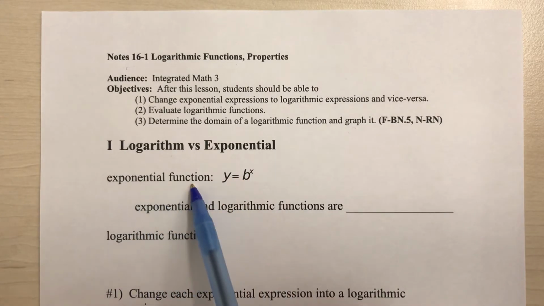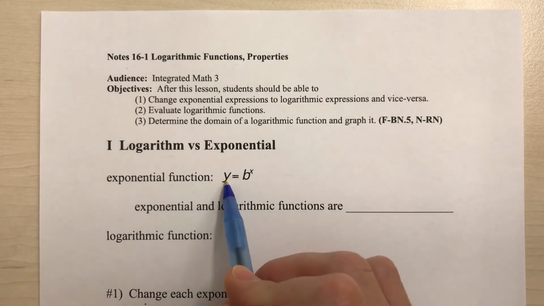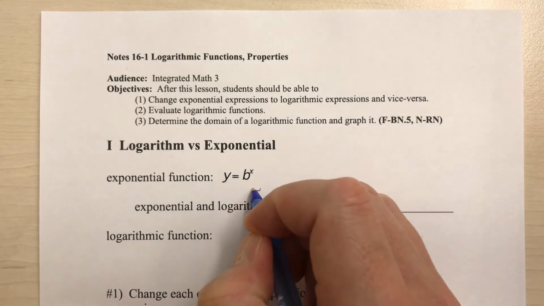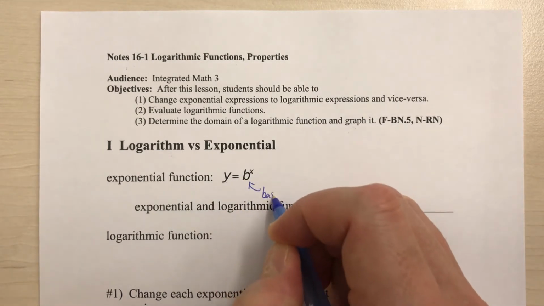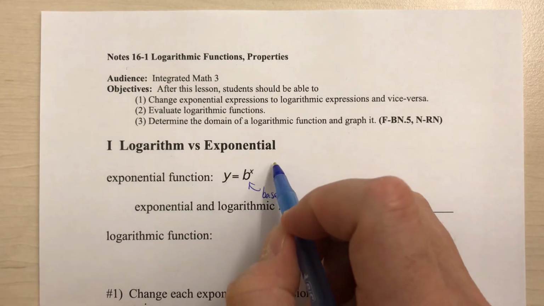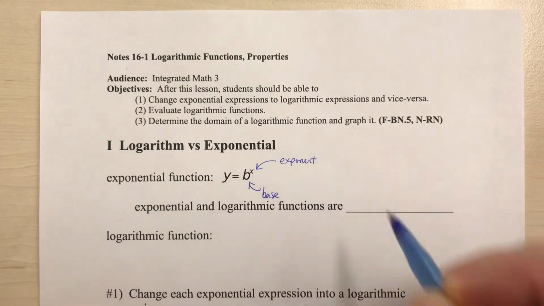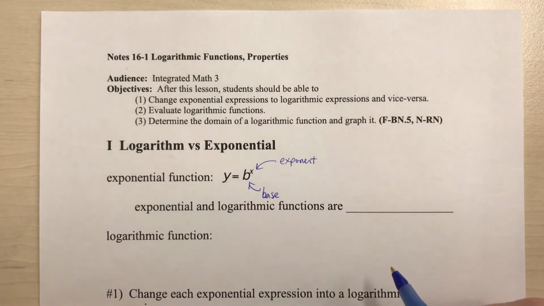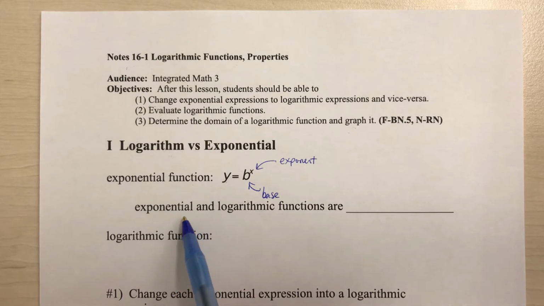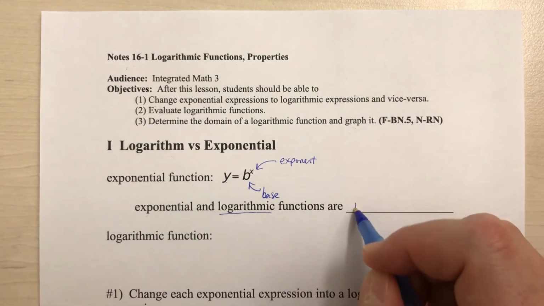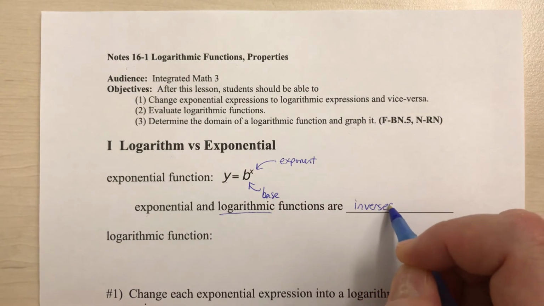So we've talked about exponential functions, something in the form y equals b raised to the x, where b is what we call the base, and x is the exponent. Now, this kind of equation, just like many of our equations, has what we call an inverse. So an exponential and a logarithmic function are inverses of each other.